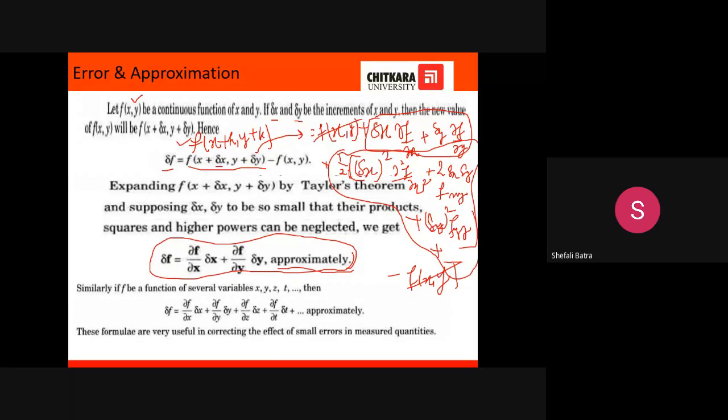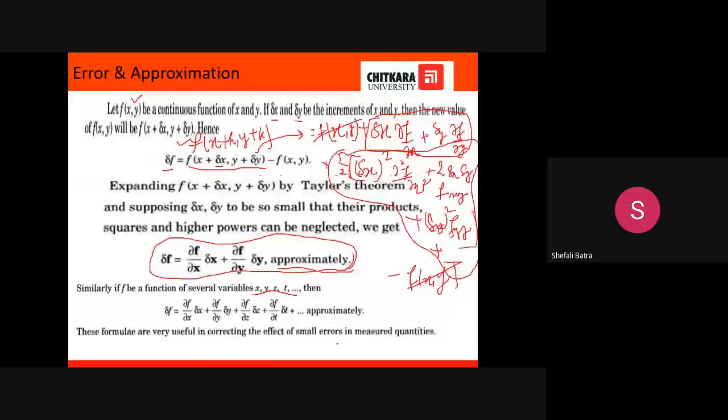Similarly, if f is a function of several variables, let's say x, y, z and t, then error in function would be equal to curly f by curly x into delta x plus curly f by curly y into delta y plus curly f by curly z into delta z plus curly f by curly t into delta t. As many variables as there are, that many terms. Right? So this is in measured quantities, right?